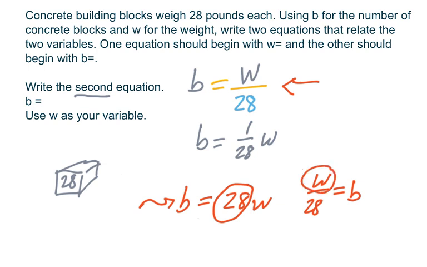So if you wrote B equals 28W, or you chose 28W as your answer, you forgot that in order to find the number of blocks, you need to take your total weight and divide by the weight per one block.